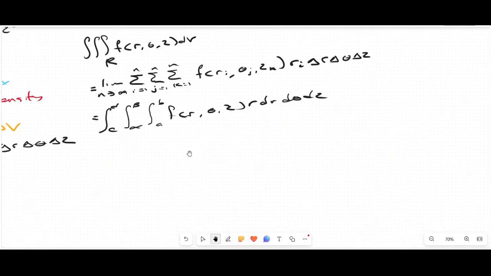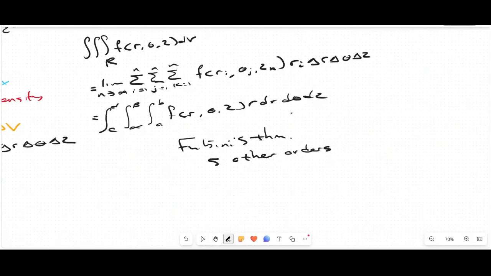And then I'm just going to say real quick, Fubini's theorem again. And then there are five other orders. I don't want to write them all out. We've already seen this. But you can do dz, d theta, dr, d theta, dr, dz, whatever, all equal.